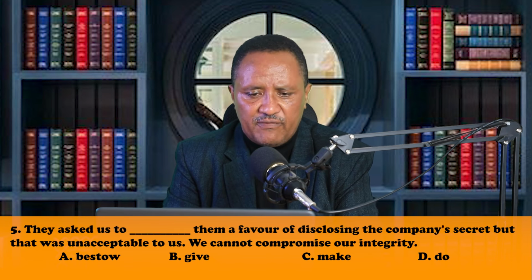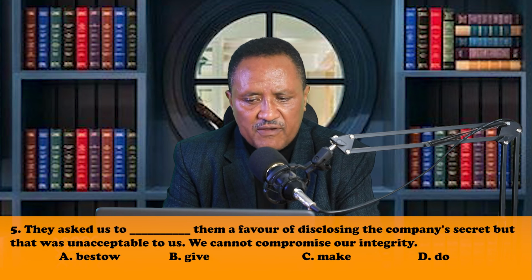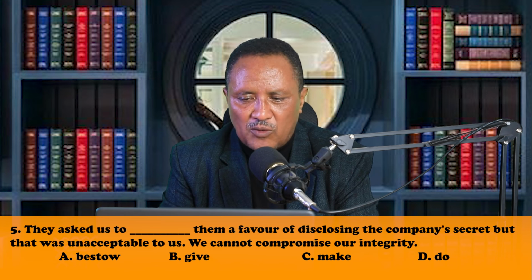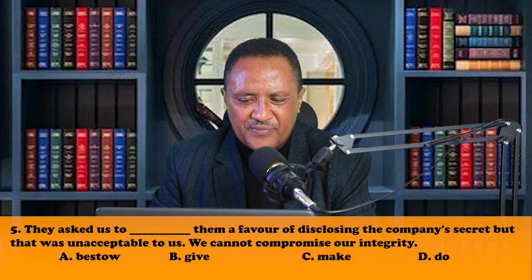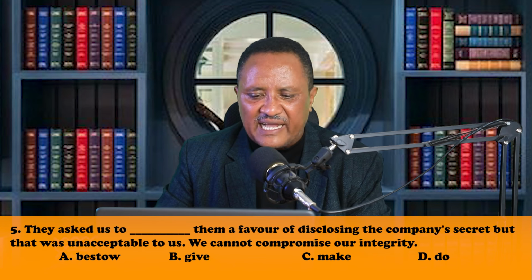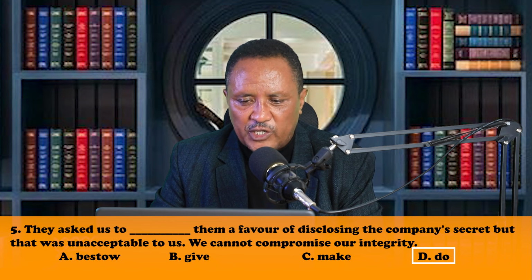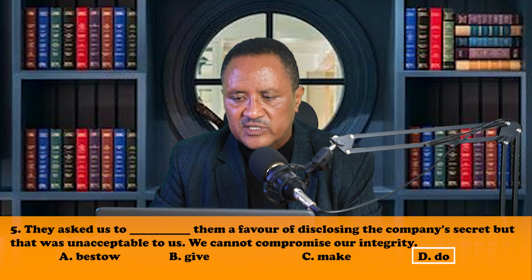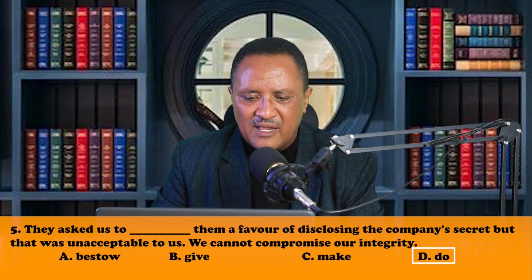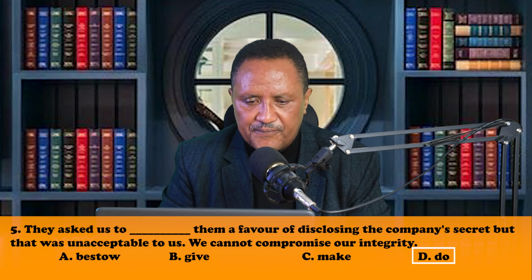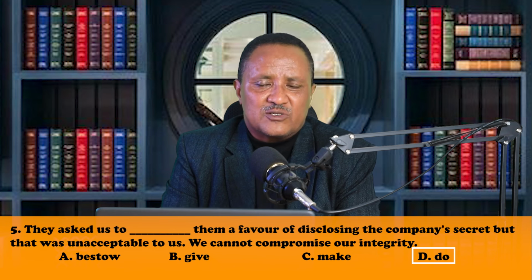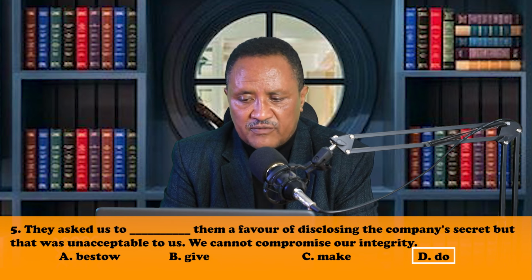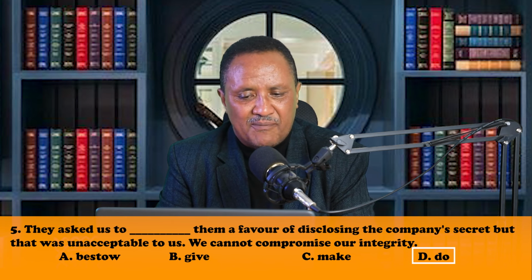When we're coming to number 5, they asked us to do them a favor of disclosing the company's secret, but that was unacceptable to us. We cannot compromise our integrity, okay? In this context, the correct answer is choice D, which carries the answer do. They asked us to do them a favor of disclosing the company's secret, but that was unacceptable to us. Why is do an answer in this regard? The sentence, as you can see, is structured as follows. They asked us to, then automatically what should come is a verb.